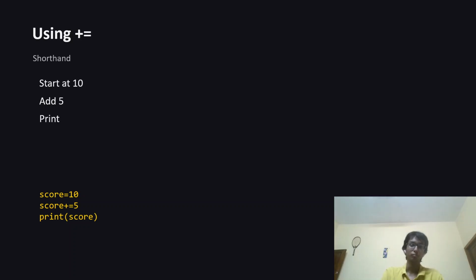The first one, plus equal to. That is a shorthand for: start at 10, add 5, and you can print it. For example, if we say score is equal to 10, and we say score plus equal to 5, and we print score, what will be the output? I want you all to try this and tell me the output. Run the code and tell me the output. If you are not able to do it, we will do it together. So your time starts now.